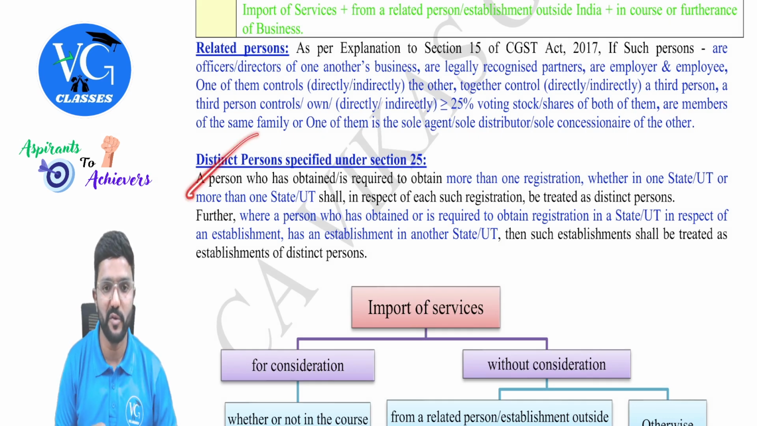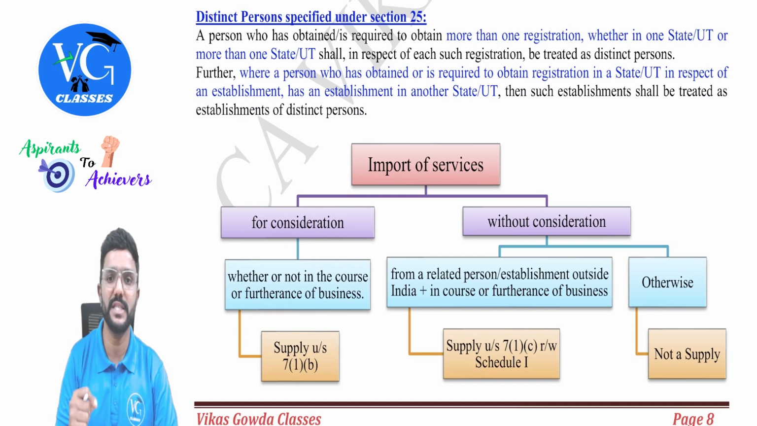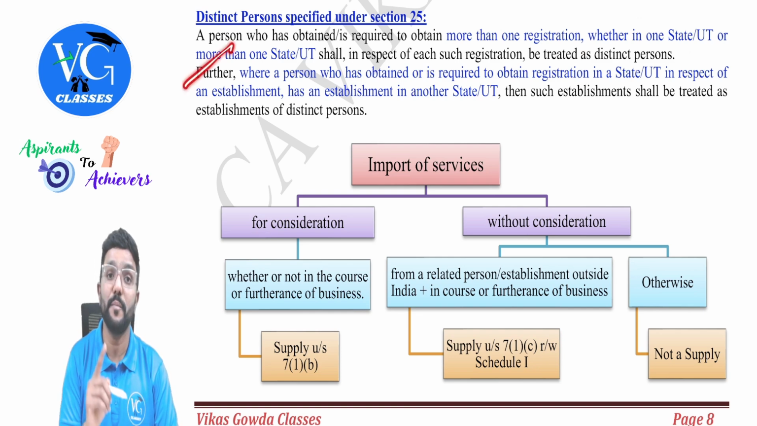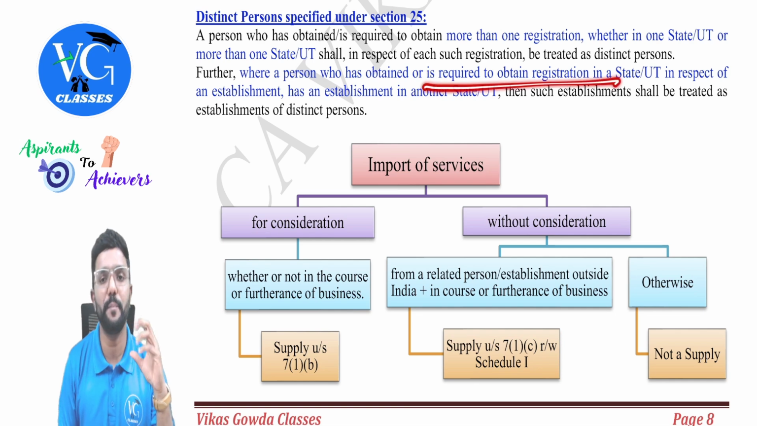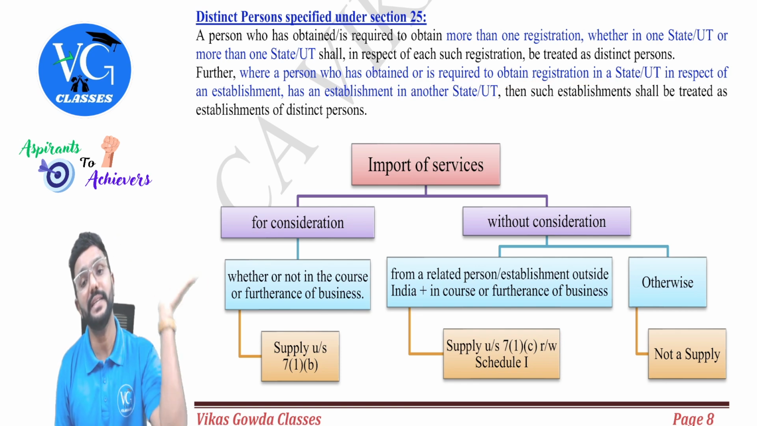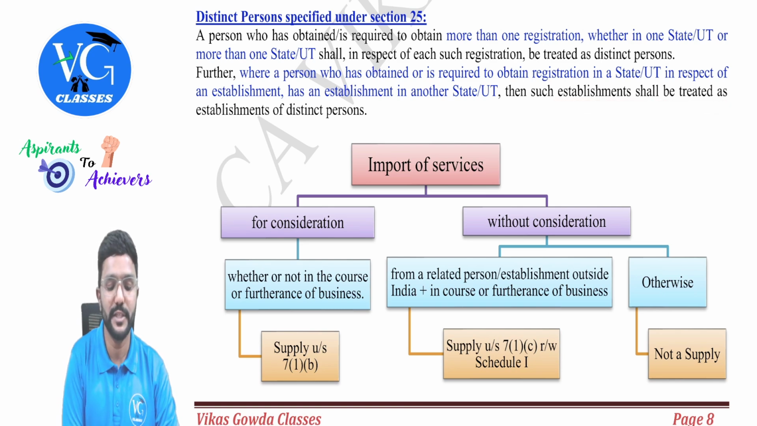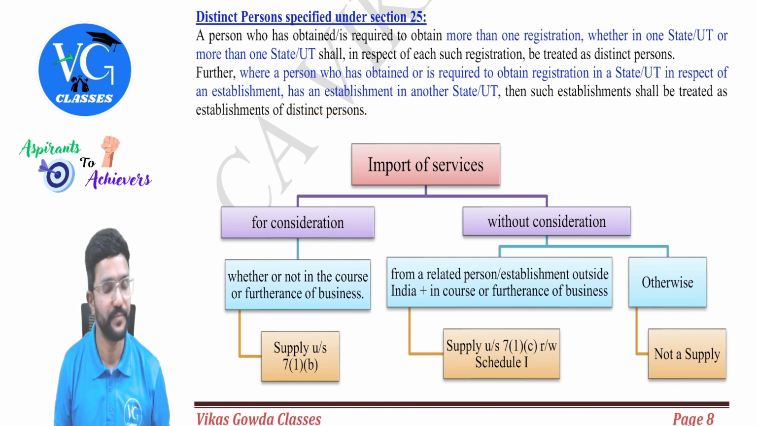Okay, that is what is given here. Let me quickly read it. A person who has obtained or is required to obtain more than one registration, whether in one state or union territory or more than one state or union territory, shall, in respect of each such registration, be treated as what? Distinct person. Then the next paragraph is about establishment of distinct person. Further, where a person who has obtained or is required to obtain registration in a state or union territory in respect of an establishment has an establishment in another state or union territory, then such establishment shall be treated as establishment of whom? Distinct person, even though it is not registered separately under GST.